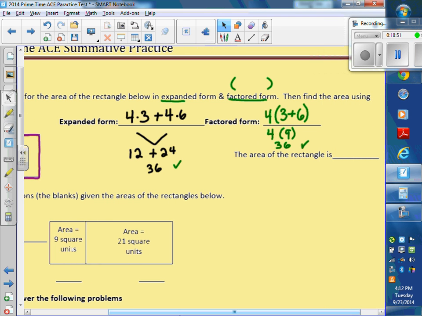And then when you read a little bit farther, it then does ask you for the area of the rectangle. So the area is 36 square units. Remember, area is always in square units. And some of you like to use the shorthand, 36 with a little unit squared. Both of those are okay.